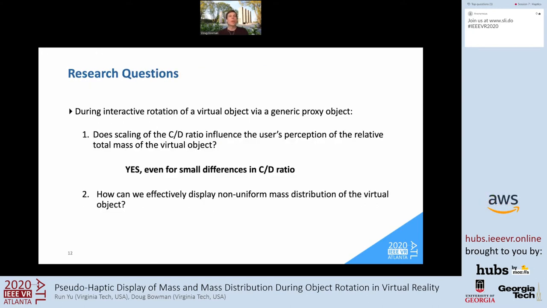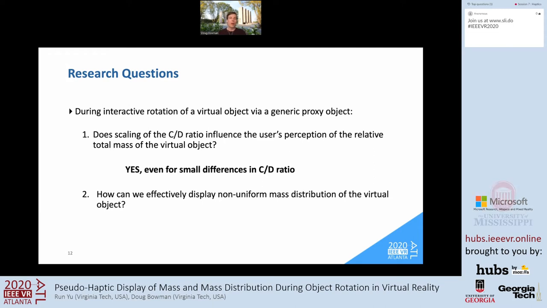All right, so in terms of answering question 1, does this CD ratio technique work for rotation? The answer is pretty unequivocally yes. Even for pretty small differences in CD ratio, people could correctly perceive the difference, and they reported subjectively that they felt the difference as well.